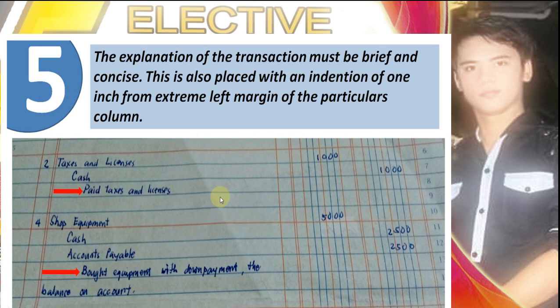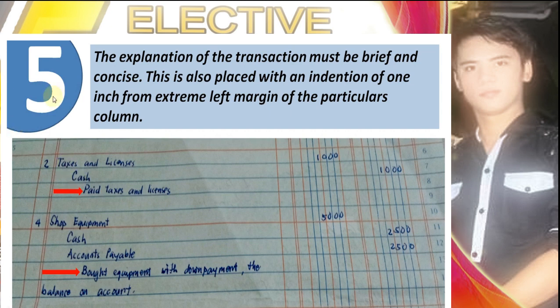This is also placed with an indentation of 1 inch from the extreme left margin of the particular column. So, where is the explanation? Here is the explanation. If you noticed, it is also indented, but its indentation is larger compared to cash. Here, in this example, or to the credit account, it is indented 1 inch from the extreme left.